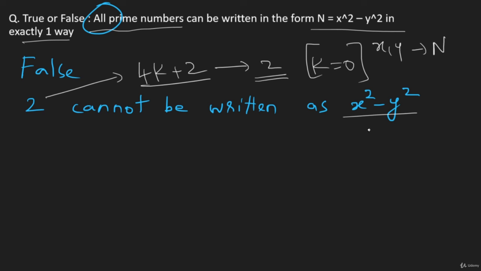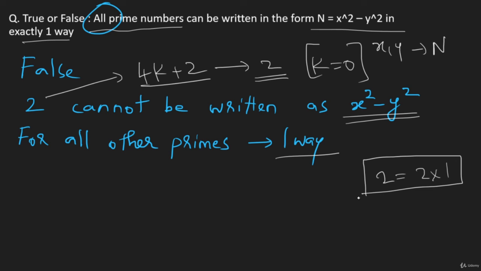You can also think of it in this way. 2 is equal to 2 into 1. There is no way in which you can express 2 as the product of two even numbers or the product of two odd numbers. Therefore, 2 cannot be written in this form, but all the other primes can be written in the form x square minus y square in exactly one way.